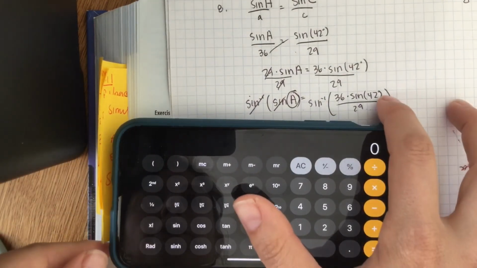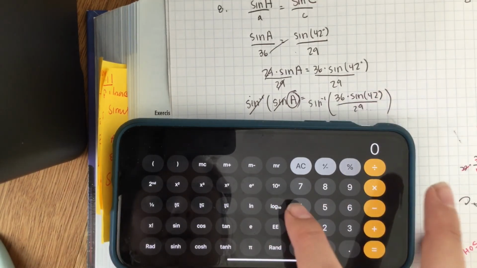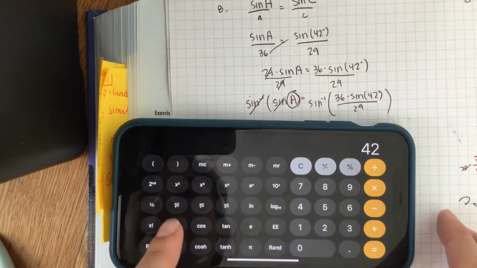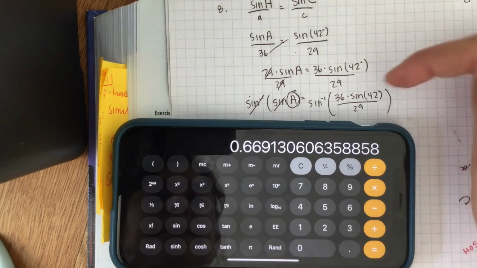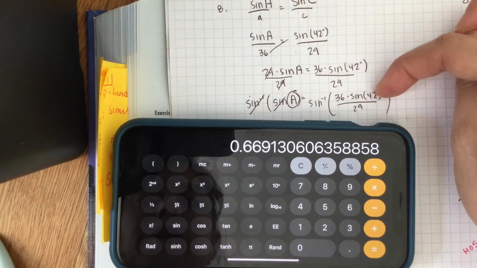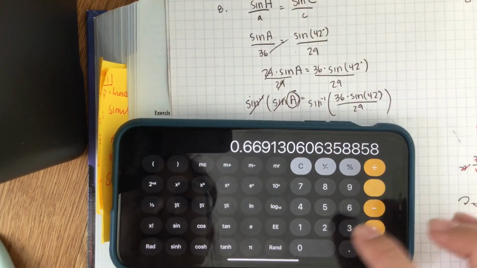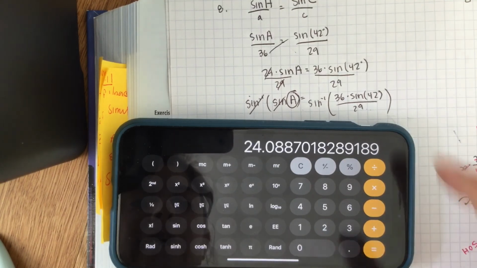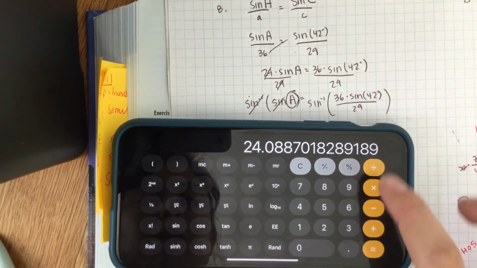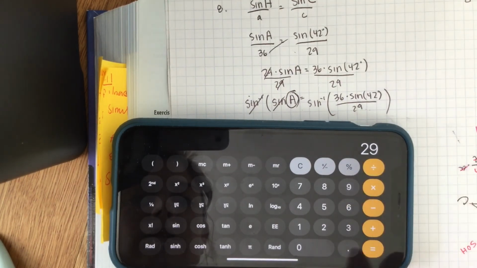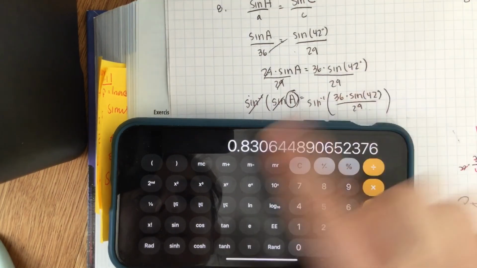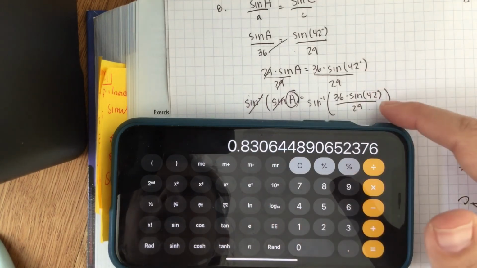And so here's my numerator. So we're going to do the 42 degrees first, so 42. And then I'm going to press the sine button. So that is the ratio of sine of 42 degrees. We're going to multiply by 36. And that's my numerator. And then I'm going to divide by 29. Okay, so this is the decimal inside of that parentheses right here.